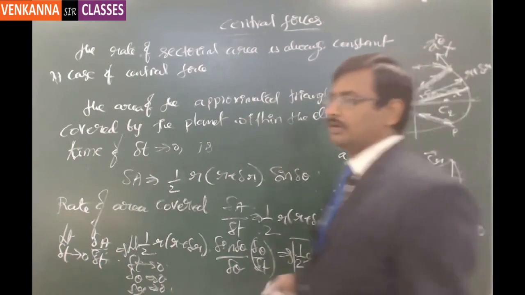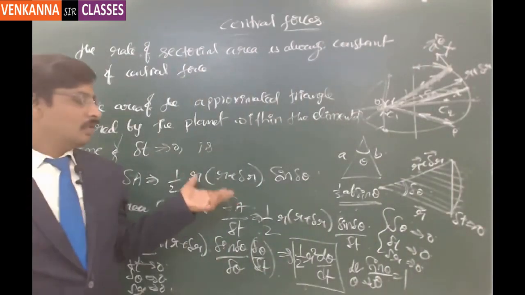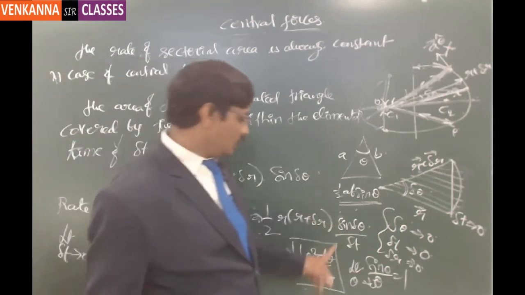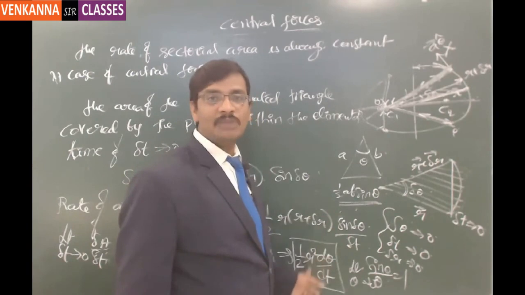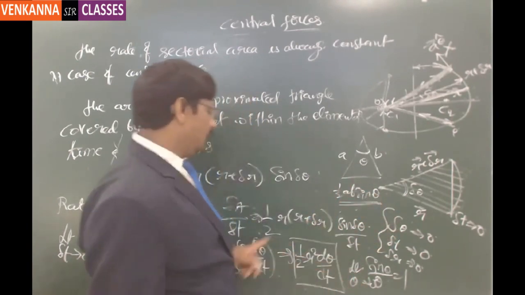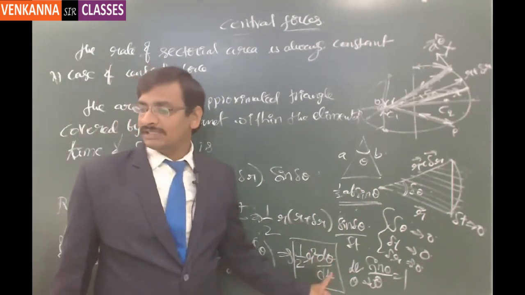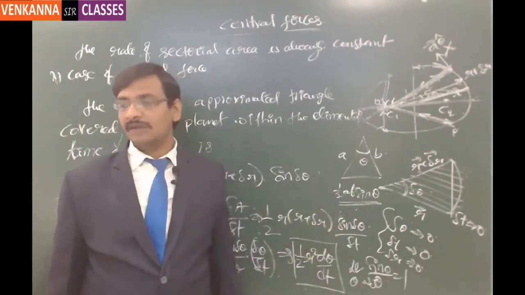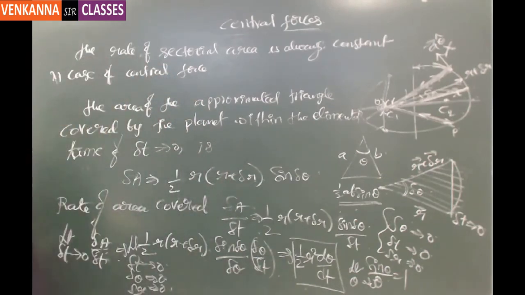Got it? And from the previous expression, I proved that r square into d theta by dt, which is the angular momentum, is going to be a constant which is equal to h. So here dA by dt is equal to 1 by 2 times h. This is one important understanding of central force. Got it? Understood?